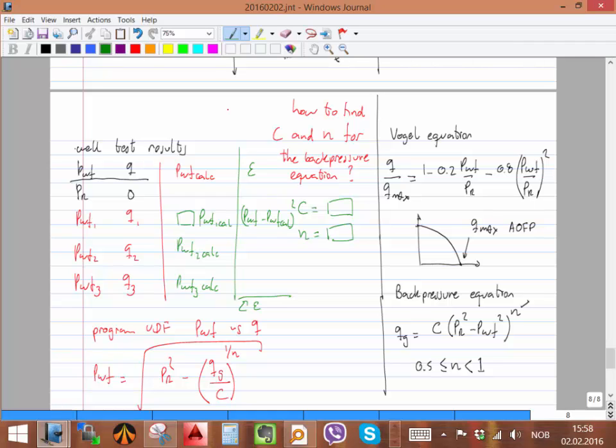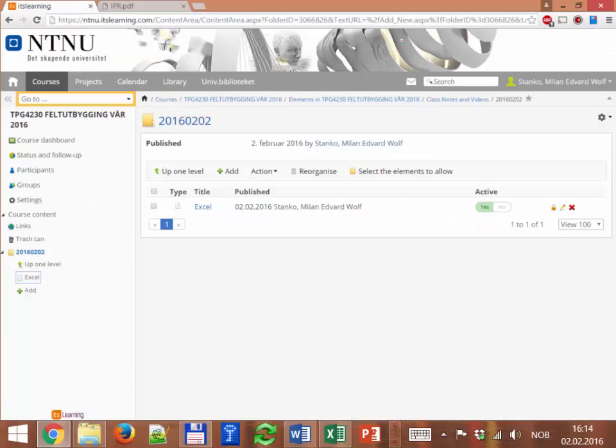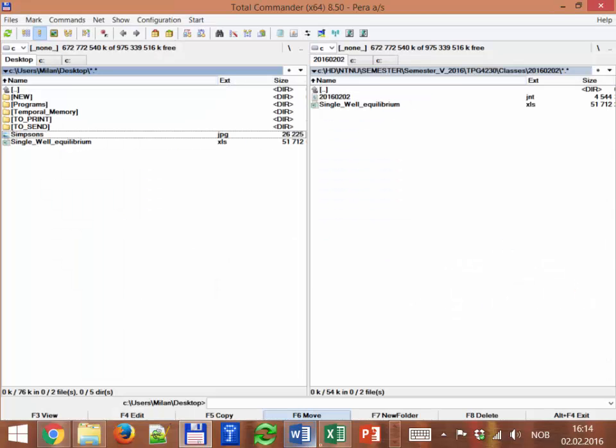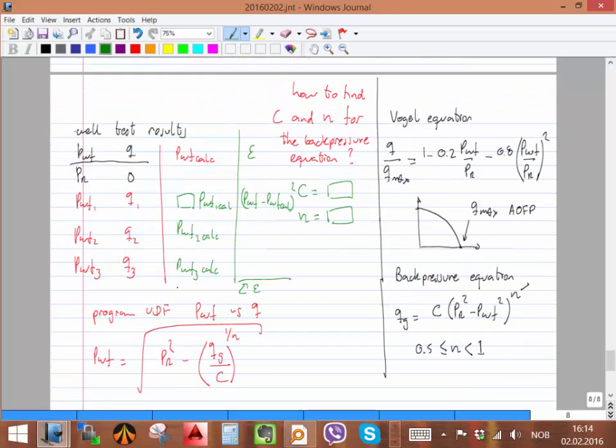I have uploaded in the folder of today's lecture an Excel file that I want you to work with, if you brought your computer here in class, to do this equilibrium.